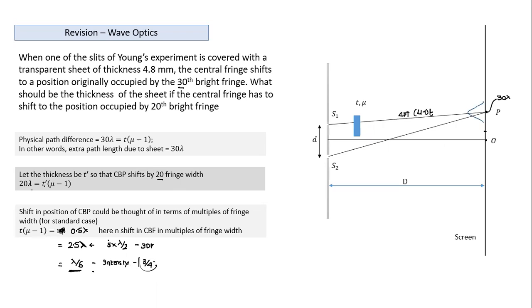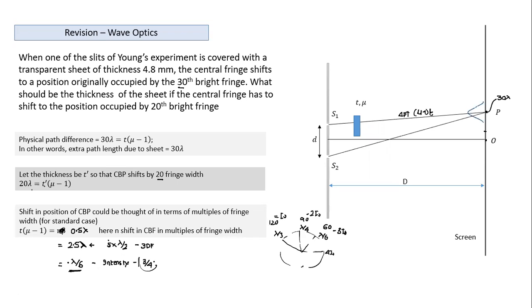This is based on understanding how path difference is related to intensity. If you want to quickly recall: zero path difference gives 4I0, then phase differences of 60 degrees, 90 degrees, 120 degrees correspond to path differences of lambda by 6, lambda by 4, lambda by 3. Here the intensity is 4I0. If this becomes 3I0, this becomes 2I0, and this one is I0.